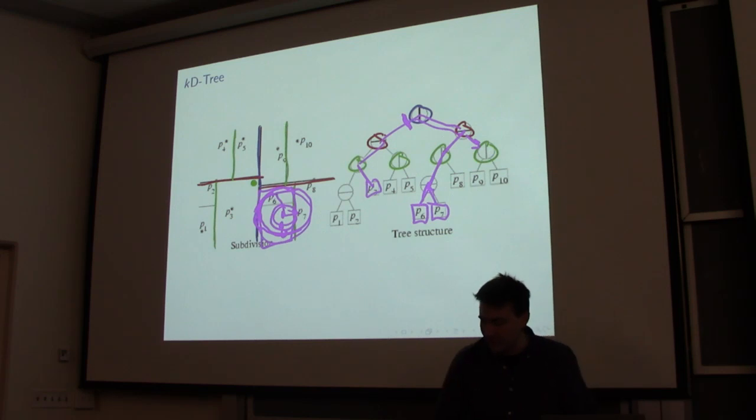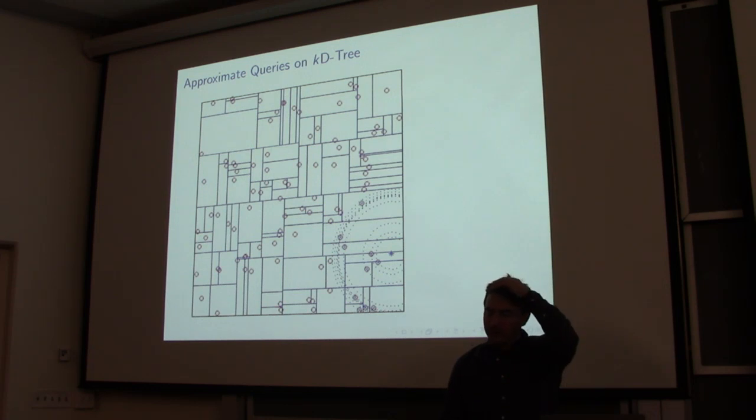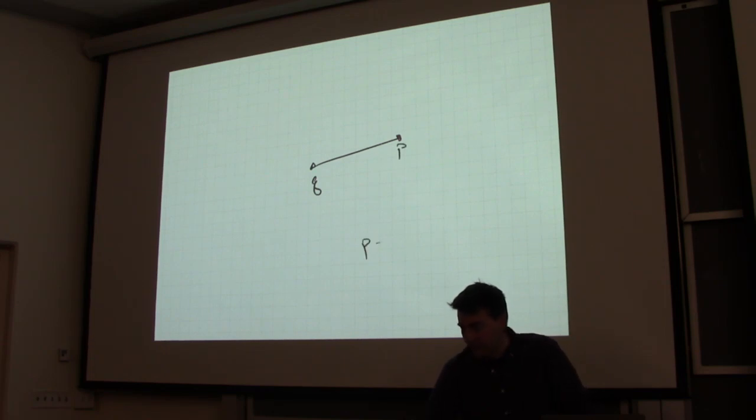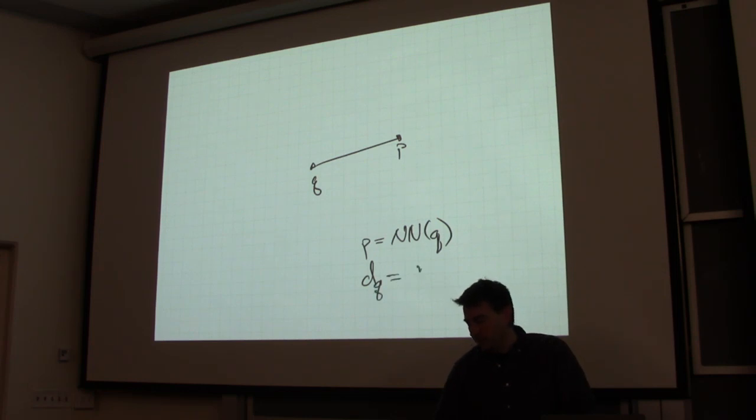What do I mean by engineer it well? Well, actually, I often reduce what I try to do a little bit, and I say I'm allowed approximate nearest neighbors. So let me draw a picture here. If I have a query Q here, and P is the nearest neighbor, so P equals the nearest neighbor of Q, I'm going to say that d_Q equals the min over p in P of the distance from p to Q.